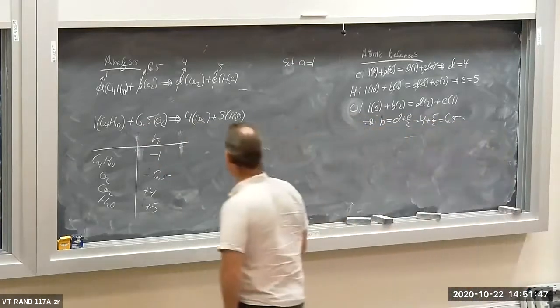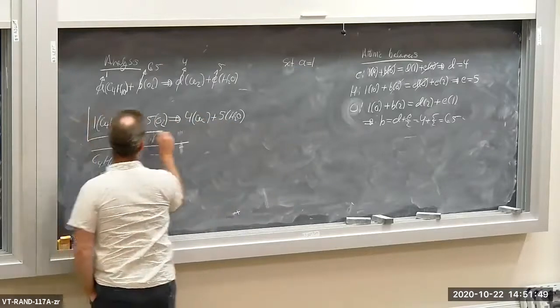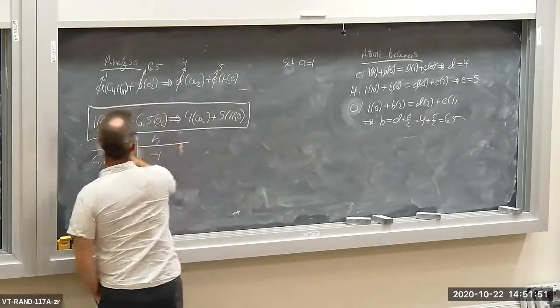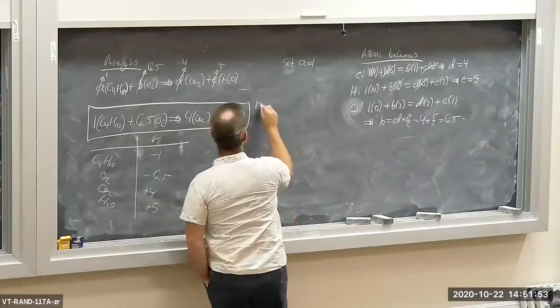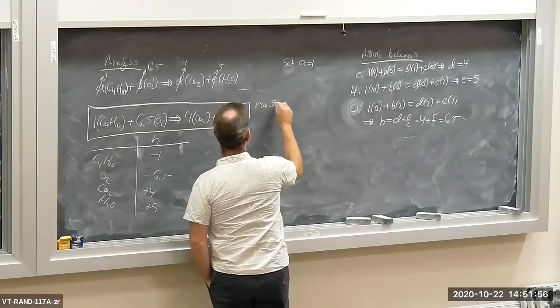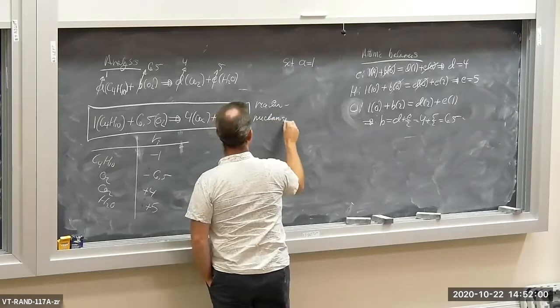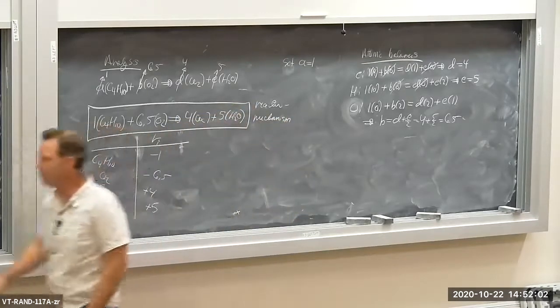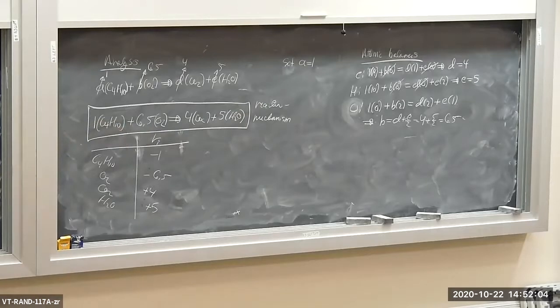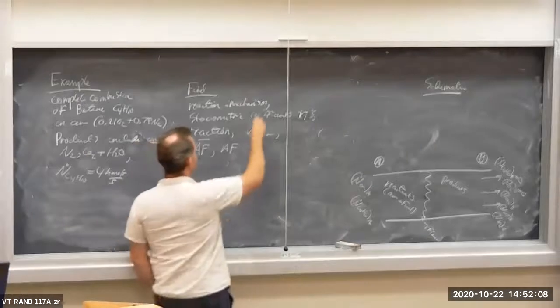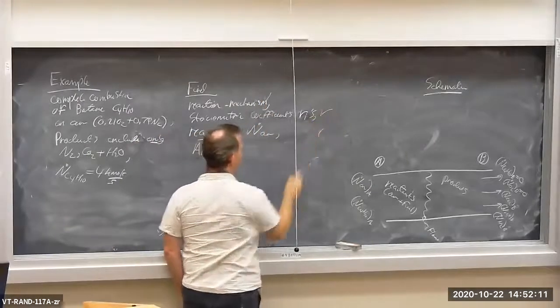Okay, so we have the reaction mechanism. Let's put a little box around this thing. And there's our stoichiometric coefficients. So this is our reaction mechanism. There we go. So I have my reaction mechanism, check. And I have my stoichiometric coefficients.